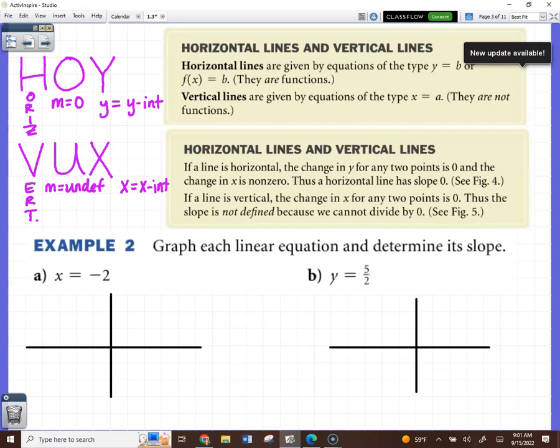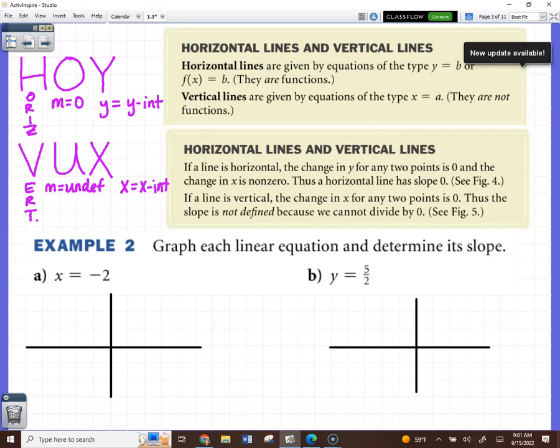HOY BUCKS: horizontal lines have zero slope, and you know you have a horizontal line in front of you if it's just y equals a number. Vertical lines have an undefined slope, and you know you have a vertical line in front of you if it's just x equals a number. Wait, that says vertical, V-E-R-T, vertical. So here are two examples, and it is as simple as it sounds.